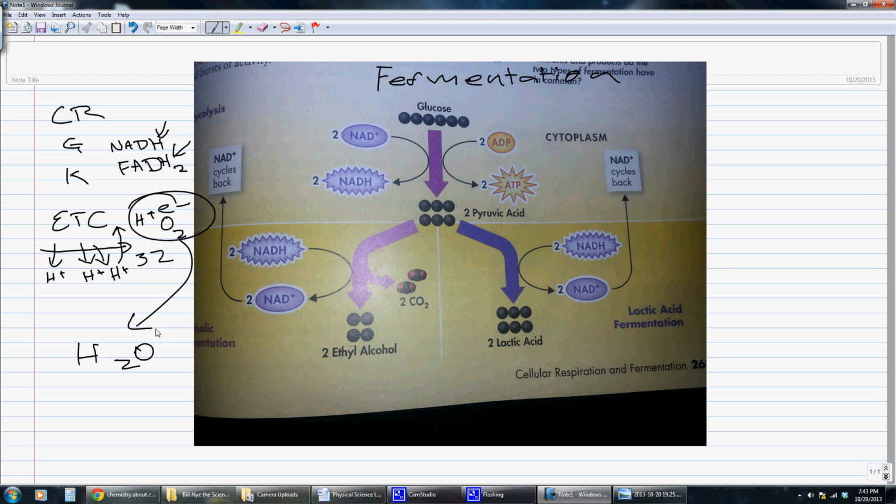Now, sometimes we don't have this guy coming in. We don't have a lot of oxygen. We either don't have enough or we don't have any oxygen coming in, or you're an organism that doesn't use oxygen. Well, in that case, you're going to use a method called fermentation. And in fermentation, we're only going to care about the first step. We're only going to care about glycolysis.